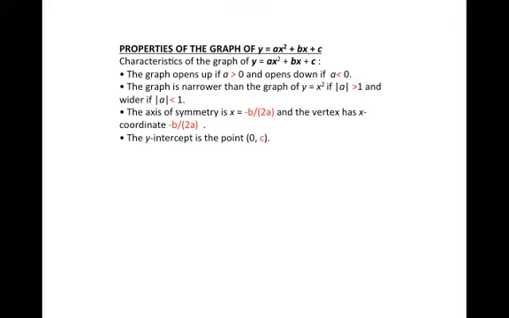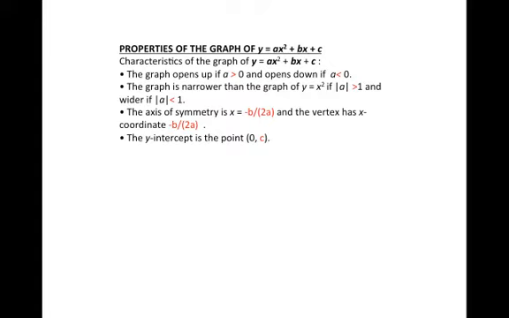Kind of a silly thing, but it will help you remember because you're going to need to know all these things. Okay, you're going to need to know how to analyze the graphs. The graph is narrower than the graph of y equals x squared if the absolute value of a is greater than 1, and wider if the absolute value of a is less than 1. And that's a lot like the absolute value functions that we've looked at before.